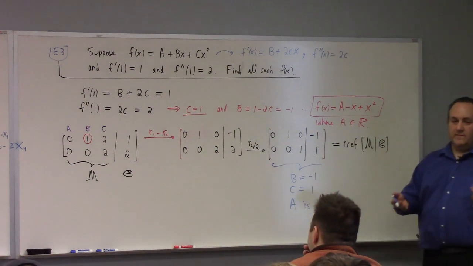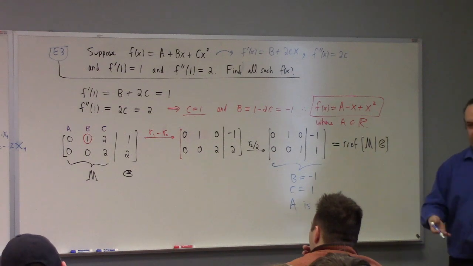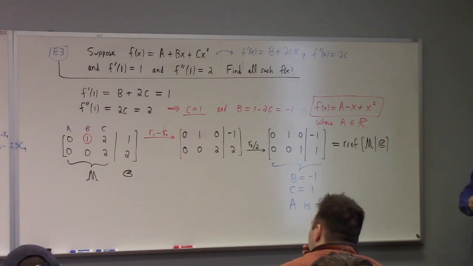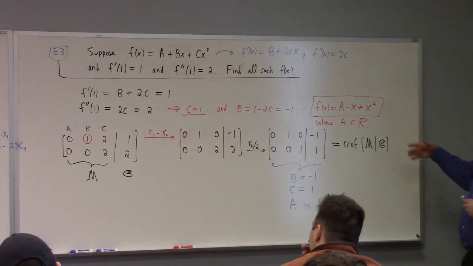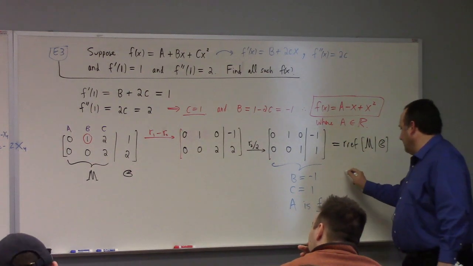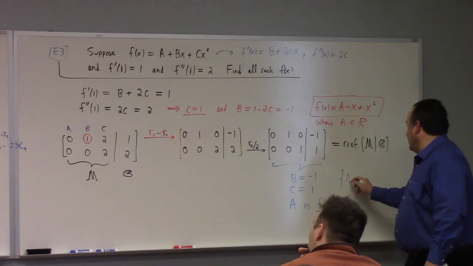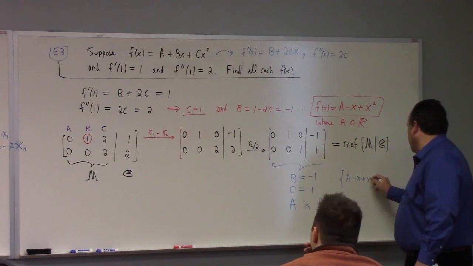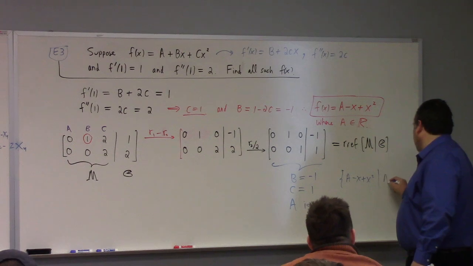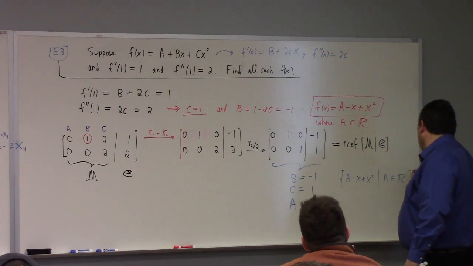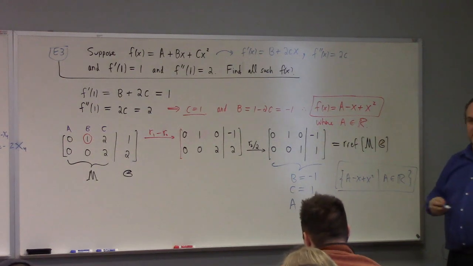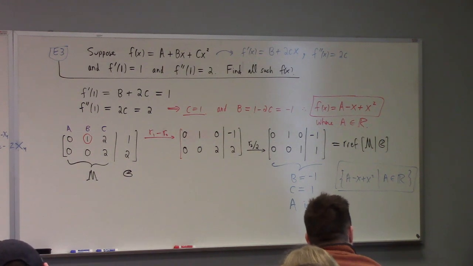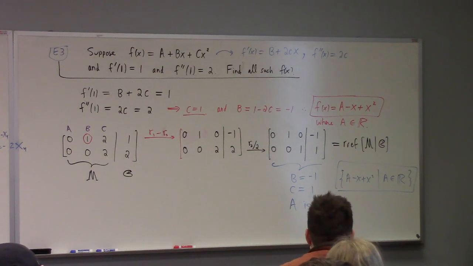The free variables are the non-pivot variables. They must appear as parameters in our solution set. So the solution set here technically would be A minus x plus x squared, such that A is a real number. That's the set of all polynomials that solve the given question. That's the solution set, because there's not a unique answer here, right?